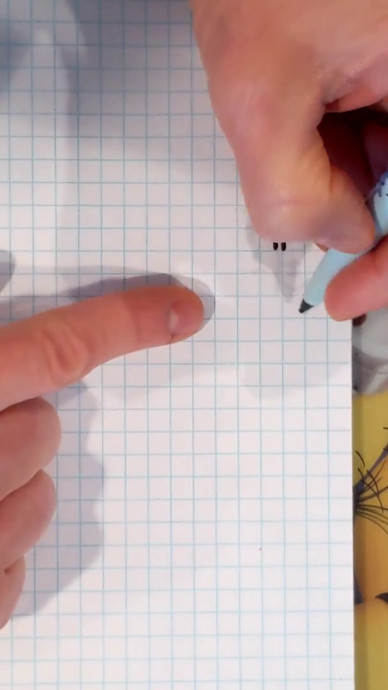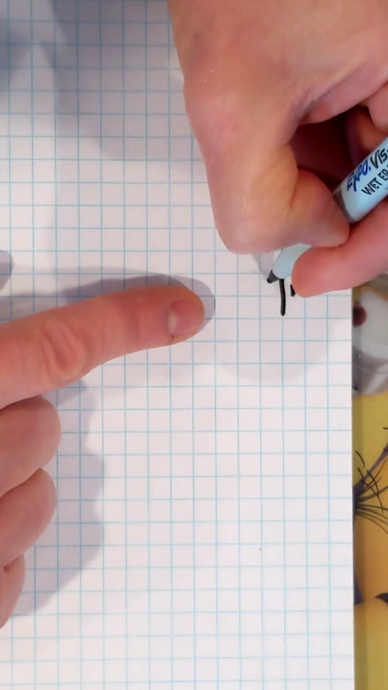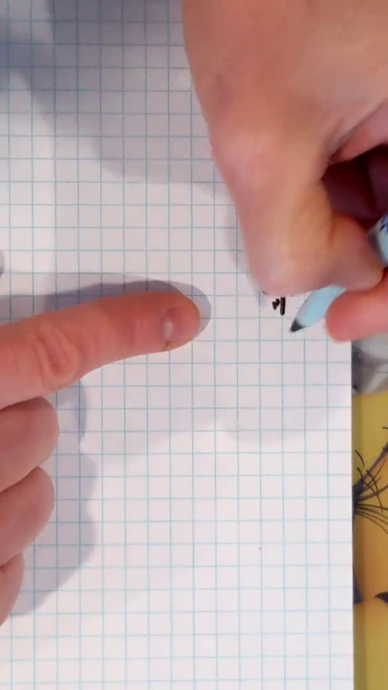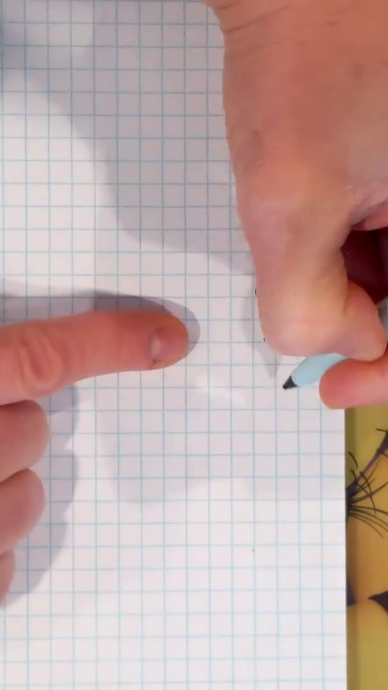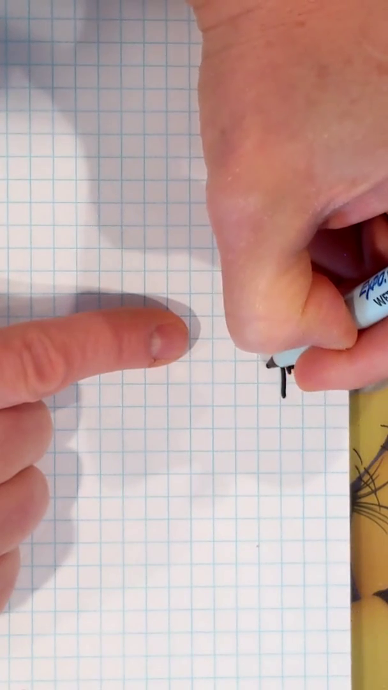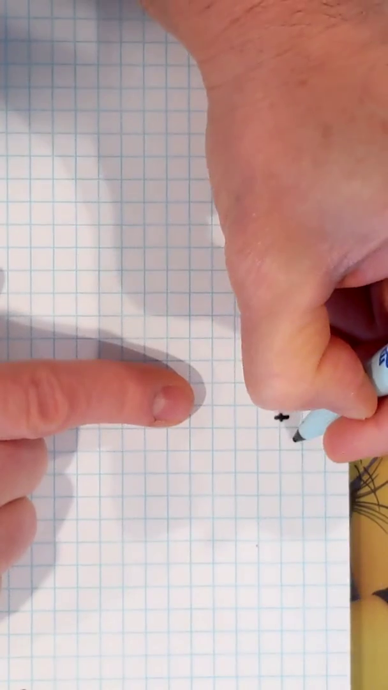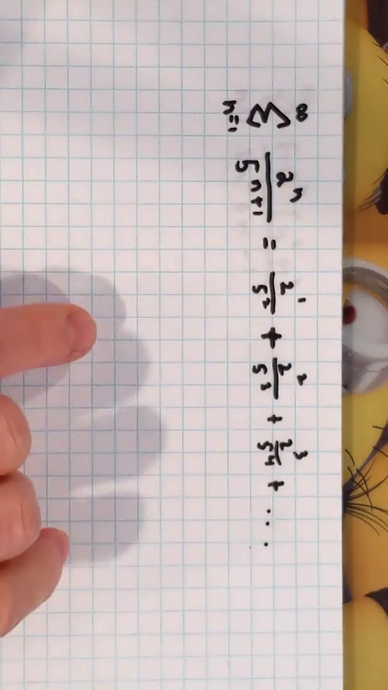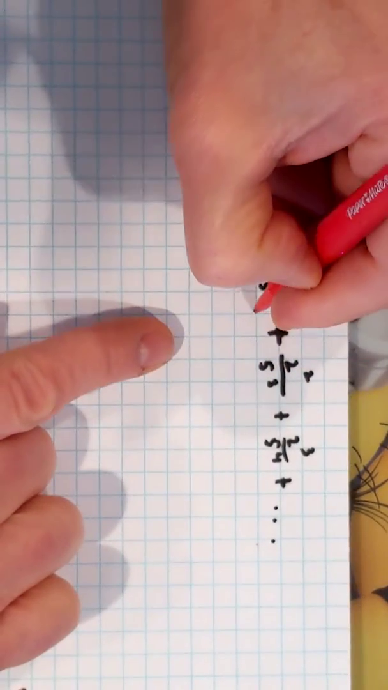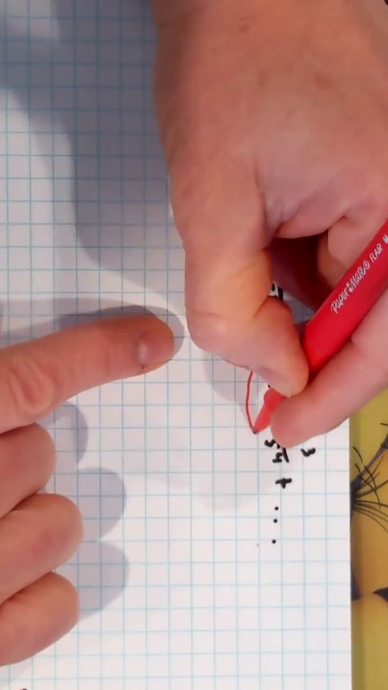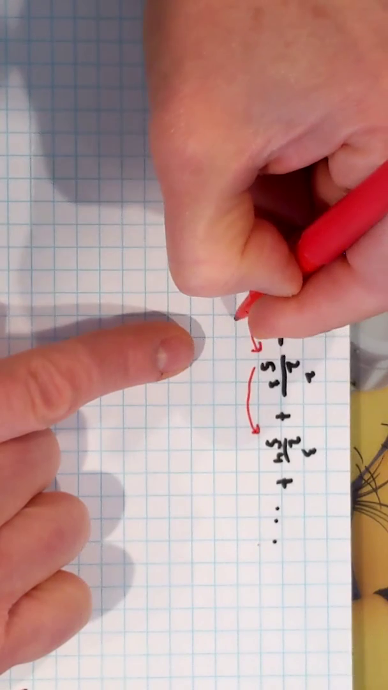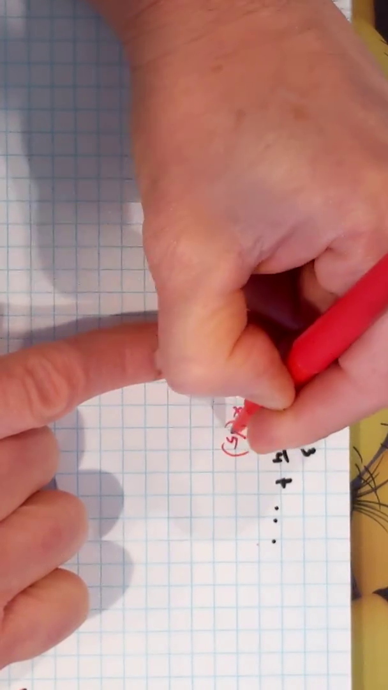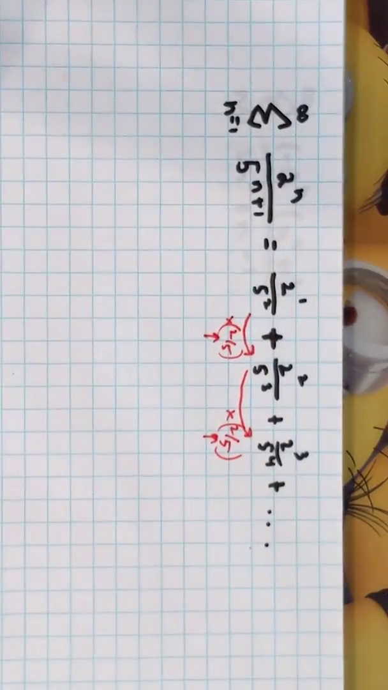Plug in 1. I get 2 over 5 squared. I'm going to leave 5 squared so I can see it better. And that's actually 2 to the 1. Plus, plug in 2, 2 to the third over 5 to the fourth, plus... I'm already kind of warm and fuzzy because I can see right now that each term is multiplied by 2/5. Since this is a constant ratio, I know it's geometric.